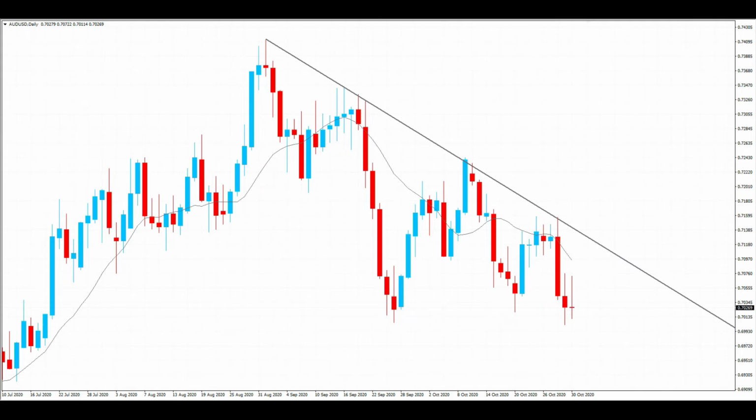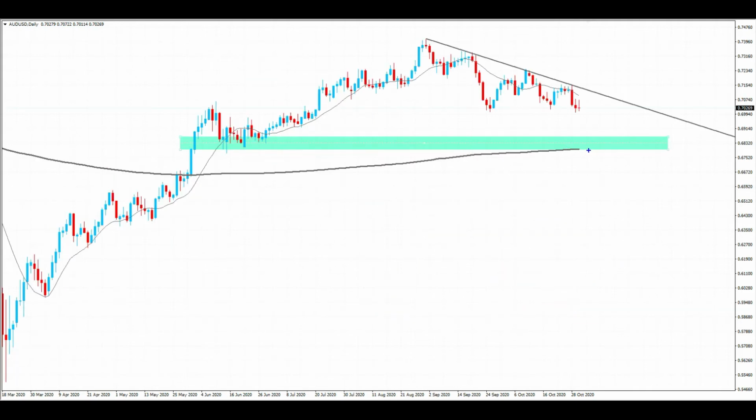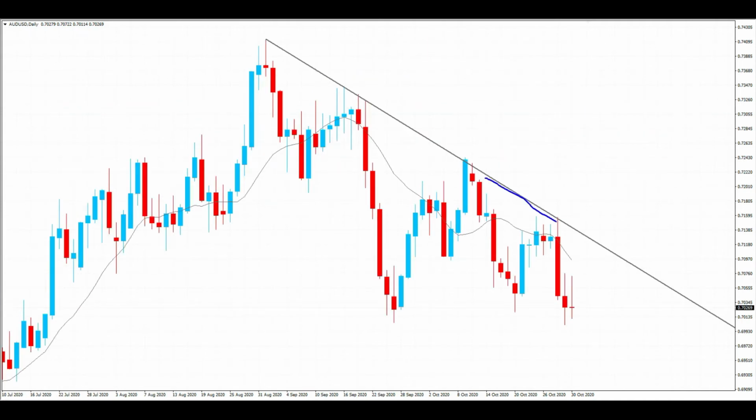but still expecting a move to the downside for this pair and potentially go and test the area here, unless we go and just have a big push to the upside and take out some highs and take out this trend line. Then we could potentially see a longer push to the upside, but for now bias is still to the downside for this pair.